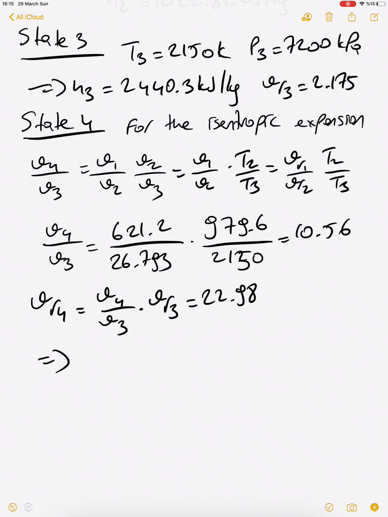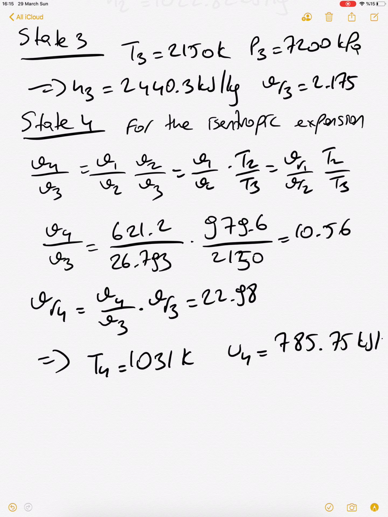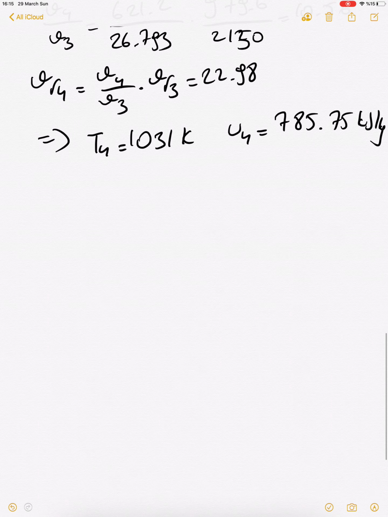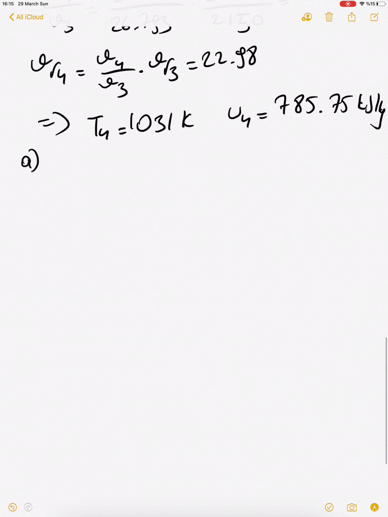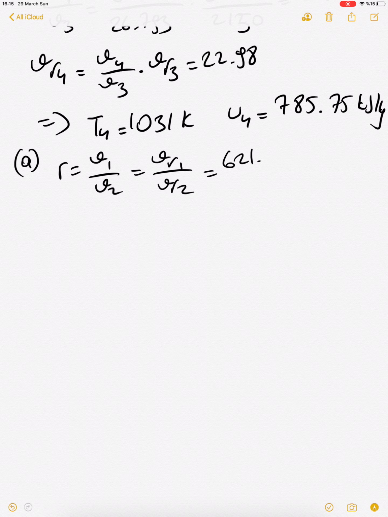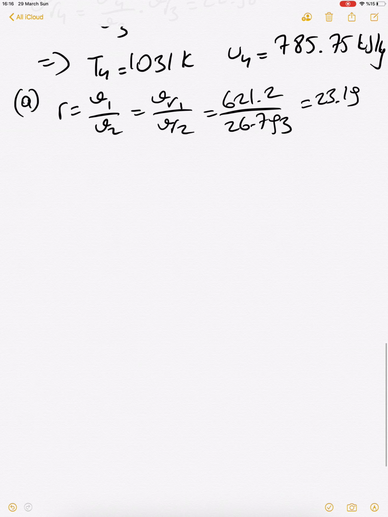Therefore from the table we can easily read U4 as 785.75 kilojoule per kilogram. So what is required? The compression ratio r is equal to V1 over V2. That's going to be equal to VR1 over VR2 from the table, 621.2 over 26.793, which is 23.19. As you see, the diesel engines have much higher compression ratios.